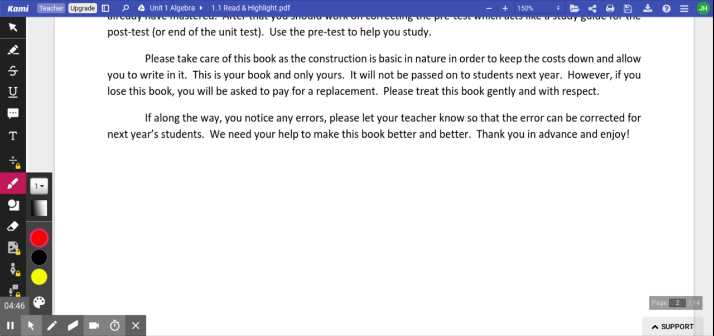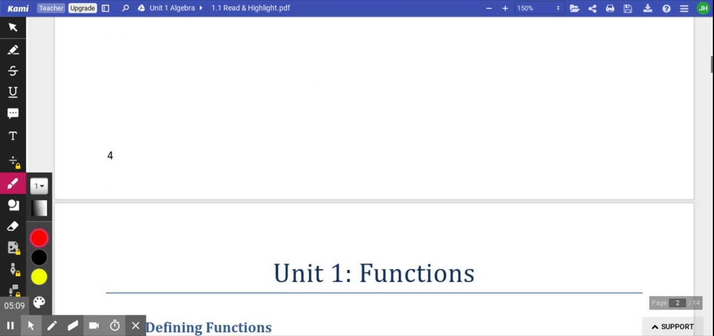Also, by the way, this book was designed by teachers, and along the way, if you notice any errors, please make sure I know so that we can correct those errors for next year's students. We need help to make this book better and better. So thank you in advance. I just want to make sure we took the time to read that so you guys realize what's going on here with this book. All right.